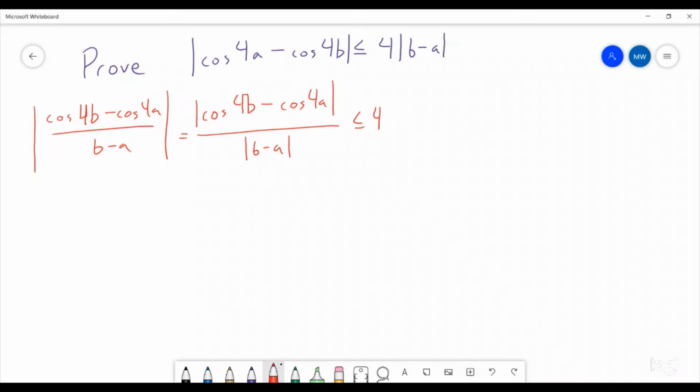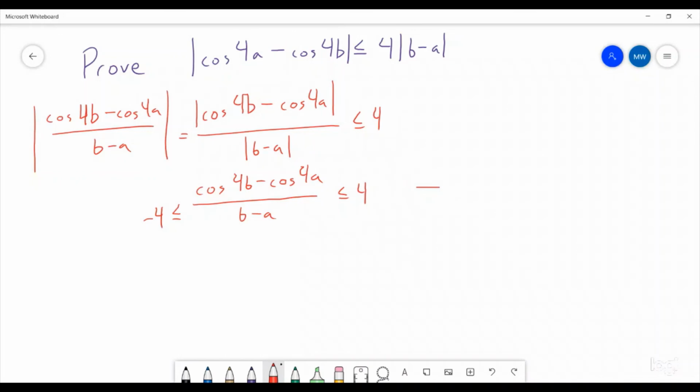Well, what would happen if we dropped those absolute values? Then that means that we might be getting negative numbers. So that's the same thing as saying we might go as small as -4, less than or equal to cosine of 4b minus cosine of 4a all over b minus a, is less than or equal to 4. What does this represent? Well, notice that if we want to use the mean value theorem, we have a function of b minus function of a over b minus a.